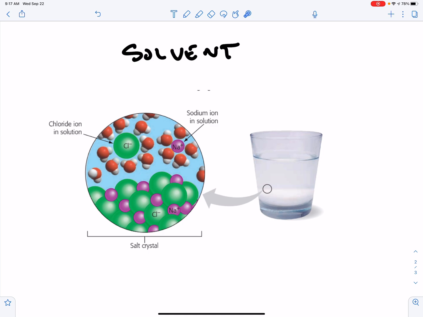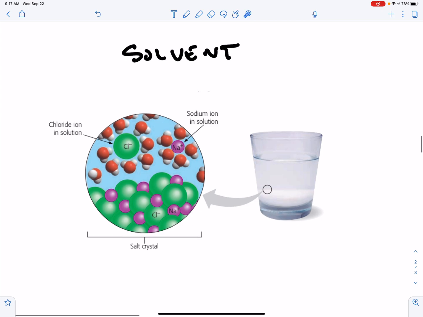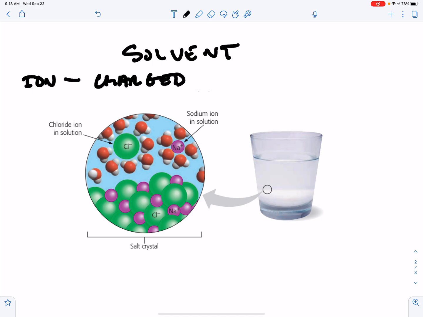So check it out. We have a salt crystal here. Salt is composed of chlorine and sodium, or chloride and sodium. And water is a great solvent for salts because it's able to support the ions. Remember, an ion is a charged atom. It's able to support these ions in solution.